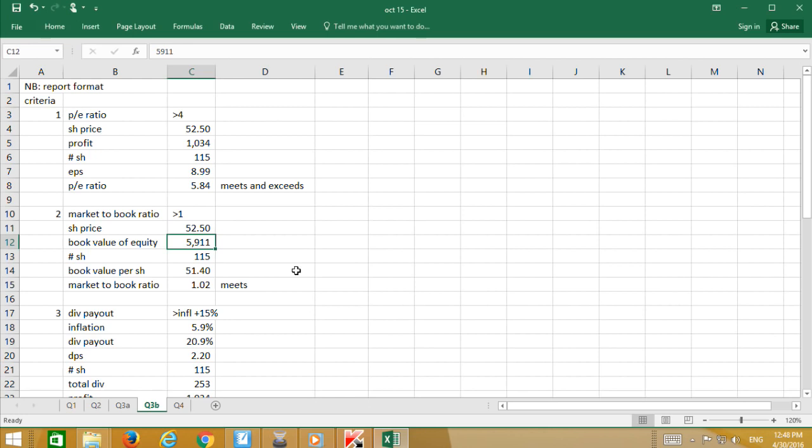That was equity on your financial position, 5911. So we use, I think, the 3250. Okay, but the equity includes retained earnings. Who does that belong to? Equity is all reserves, because that's dividends you haven't paid out. We don't look at shares. Dividends you haven't paid out belong to ordinary shareholders. So 5911, number of shares 115, 51 Rand 40, 1.02.